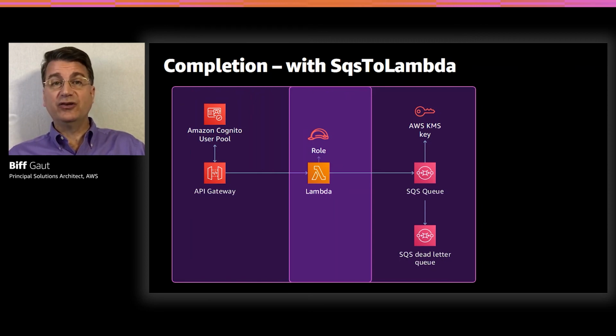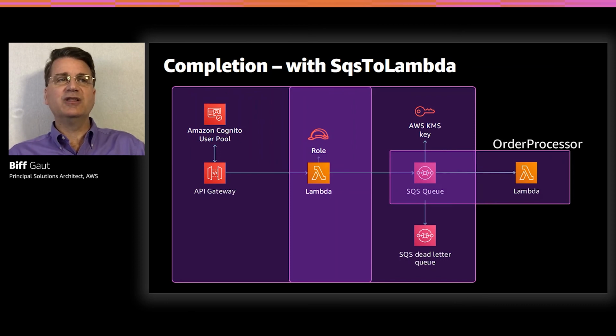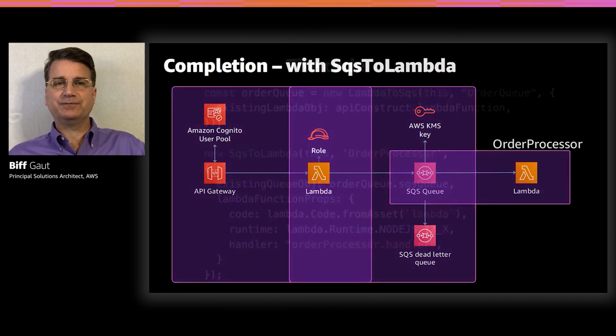A quick review of the solutions constructs library reveals the SQS Lambda construct, which attaches a Lambda function to an SQS queue. So our hero knows that they could create the processor with that construct by hooking a Lambda function up to the SQS queue. Let's take a look at how that might look if we were to write that code.